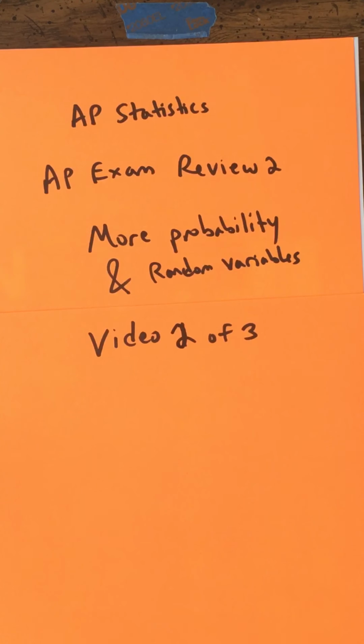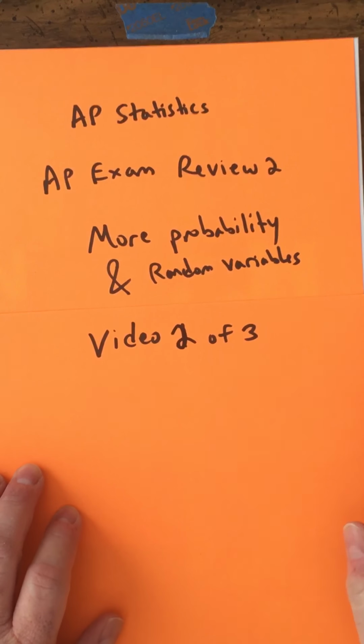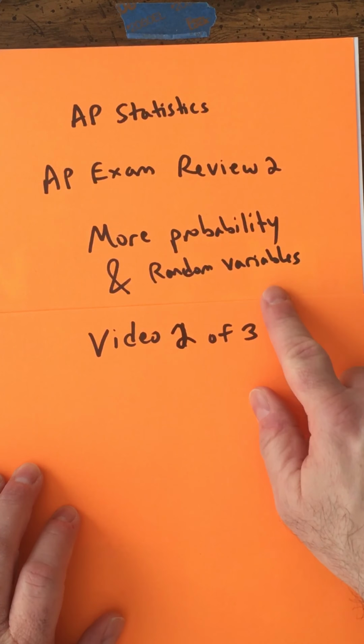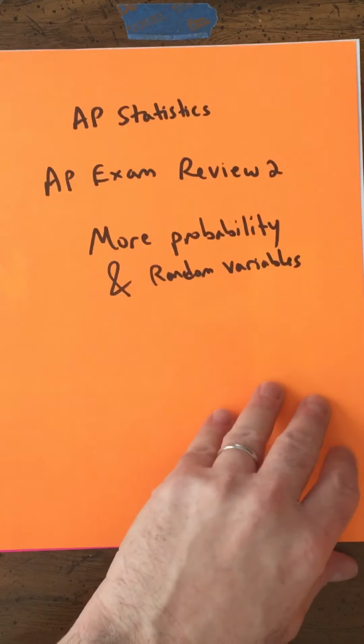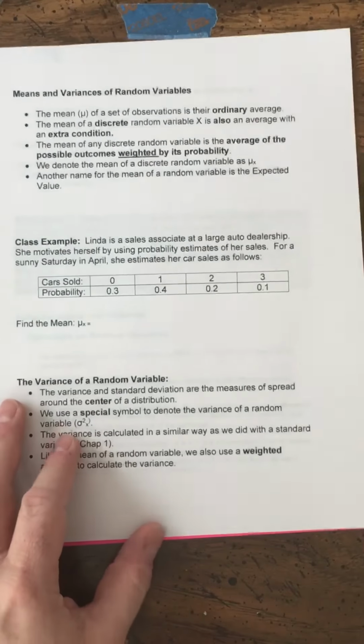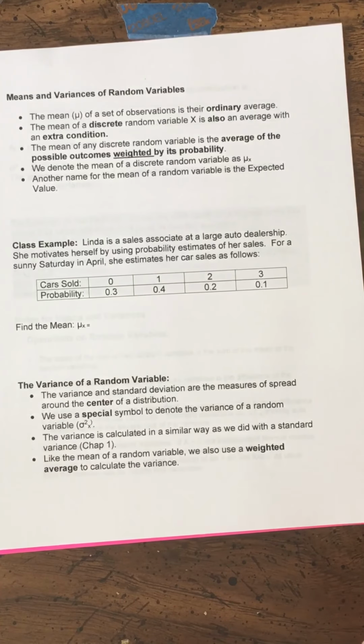Hi class, this is the second part of the AP exam review 2, more probability, and we're going to be talking about random variables actually here. This is the second video, so please get your lesson ready. Means and variances of random variables.